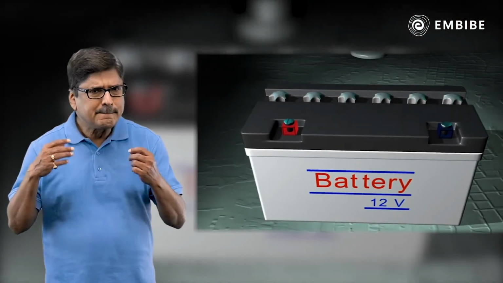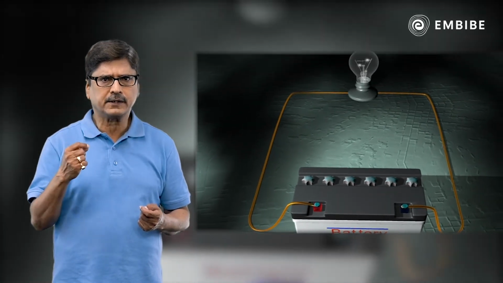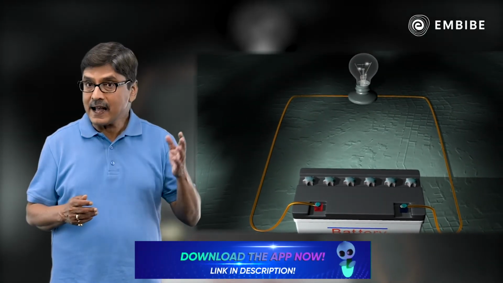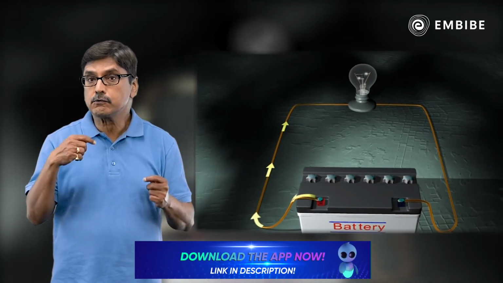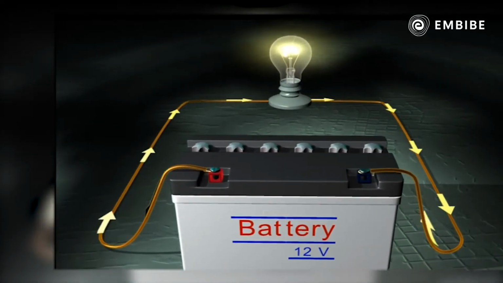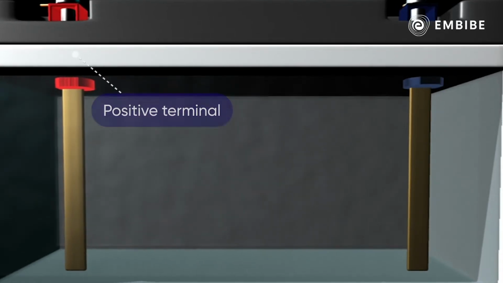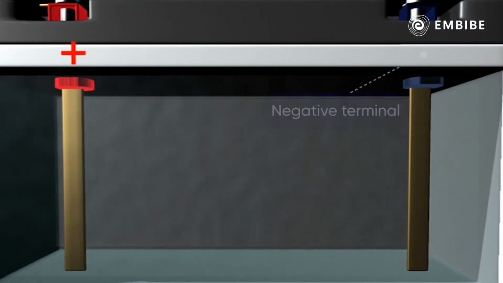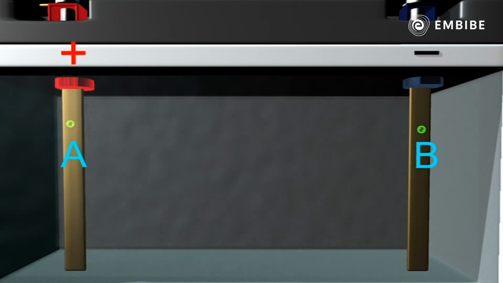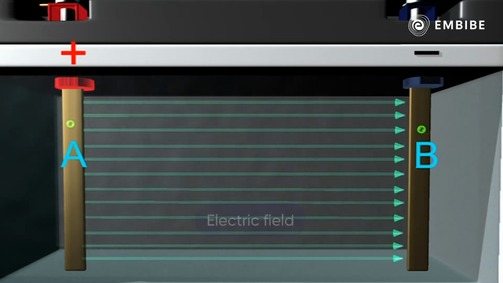Similarly, a battery also maintains the potential difference between two ends of a conducting body through this wire. As a result, the charges flow through the wire, resulting in the flow of current. Let us understand this in detail. A battery has two terminals. One is positive terminal, the other is a negative terminal. Consider 2 points A and B located near both the terminals within this battery. The electric field will be in the direction from point A to point B.